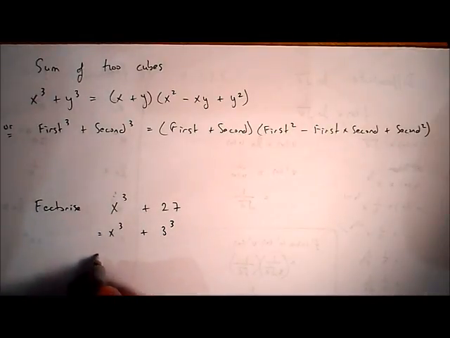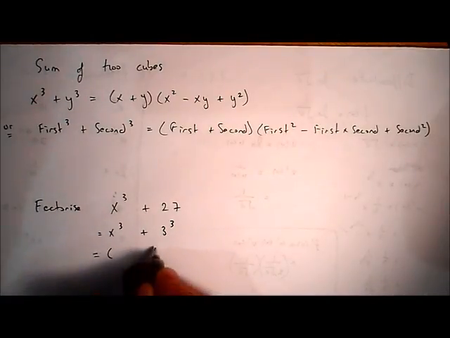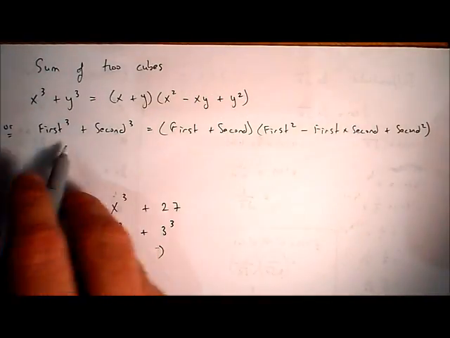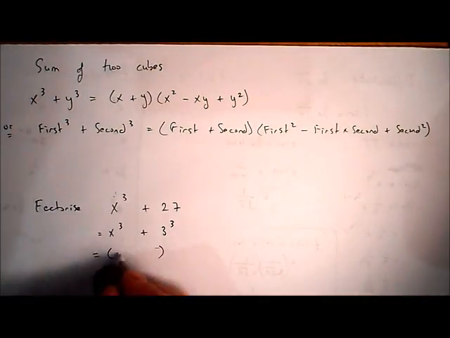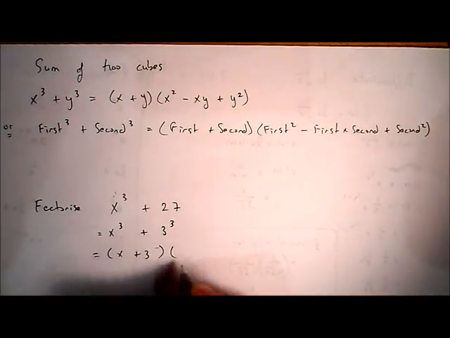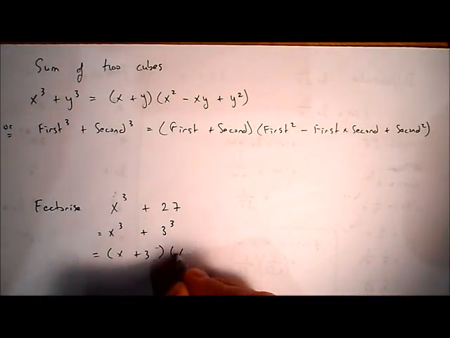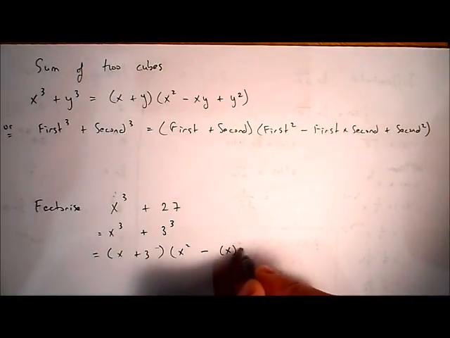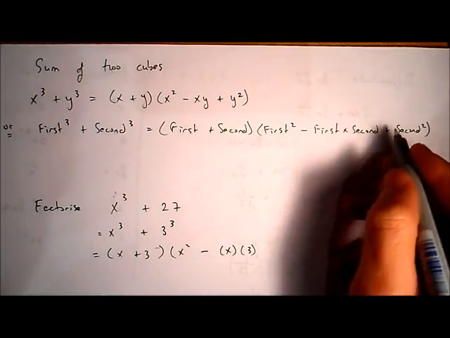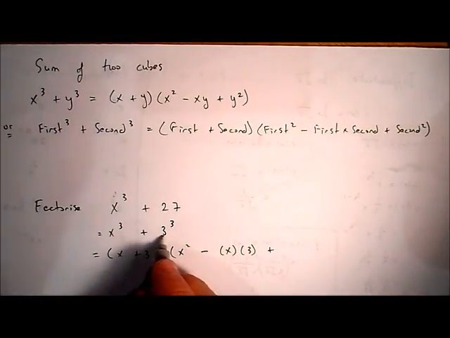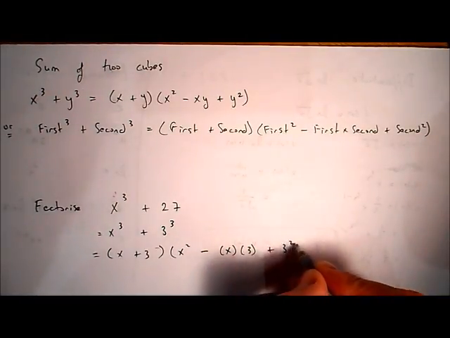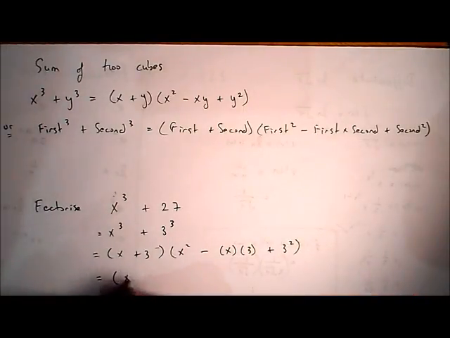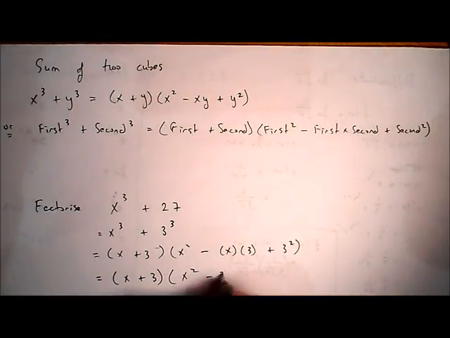So in our case down here, the first is x and the second is 3. So we have first cubed plus second cubed is first plus second. So it's x plus 3 multiplied by first squared, so x squared, minus first times second, so minus x times 3, plus second squared, so plus 3 squared. And again, I can tidy that up by writing x plus 3 times x squared, x by 3 is minus 3x, plus 3 squared, so plus 9.